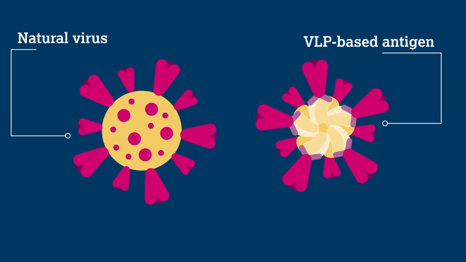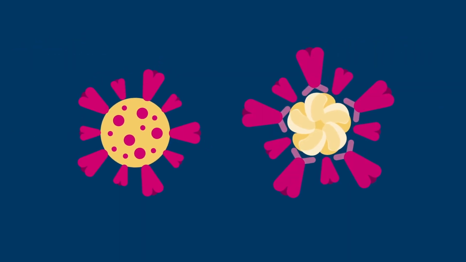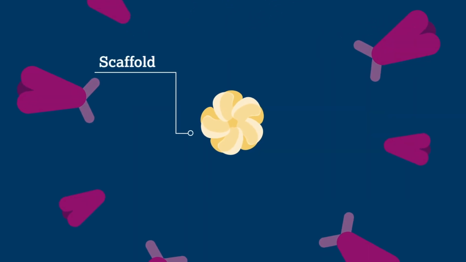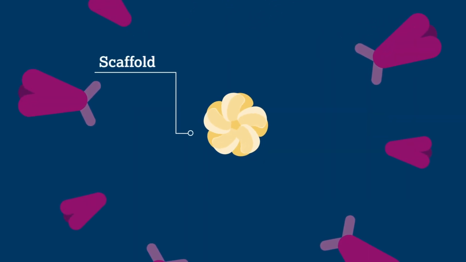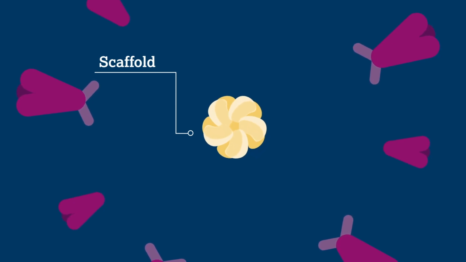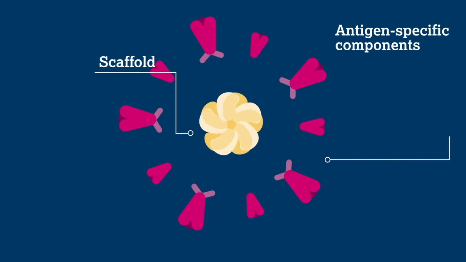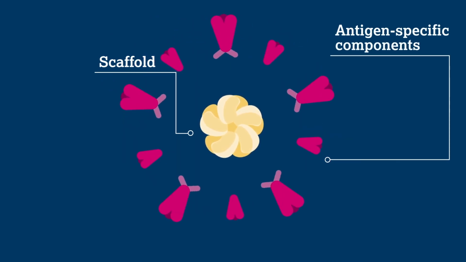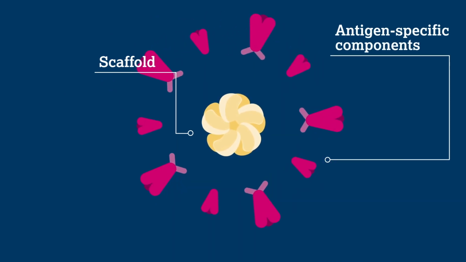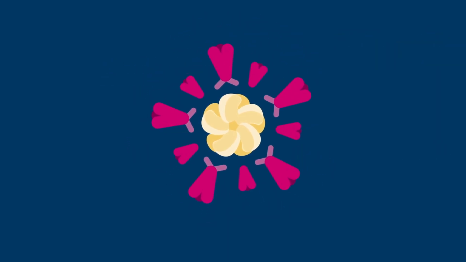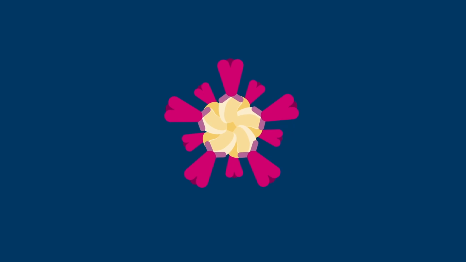They are made up of a central component that acts as a scaffold, like an inner structural support system. This organizes the VLP into a virus-like structure and a large number of antigen-specific components which form the outside of the VLP and mimic key viral proteins. When combined, these components self-assemble to form the familiar shape of a natural virus.